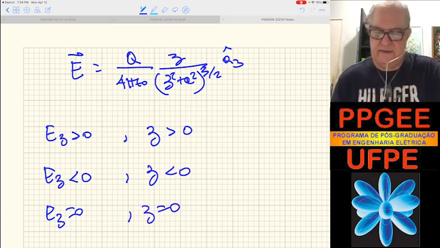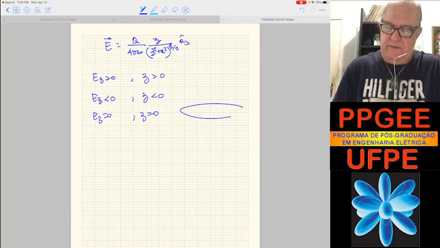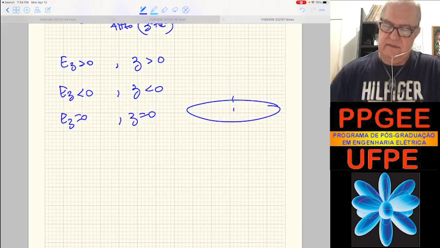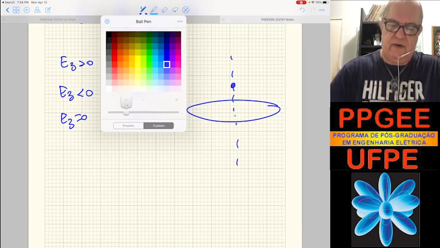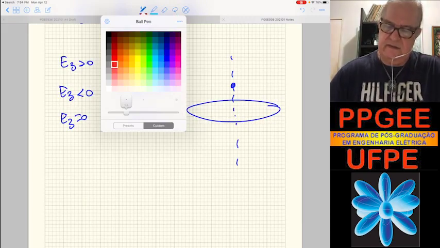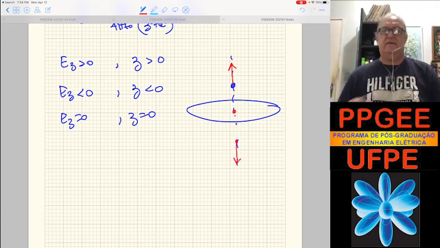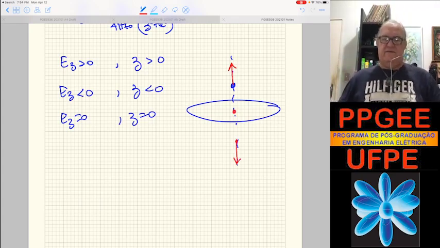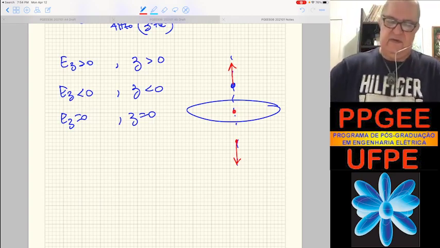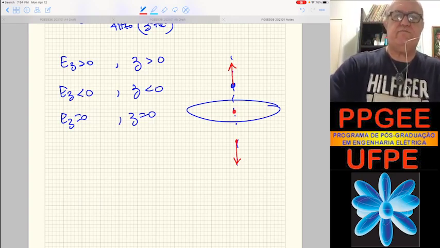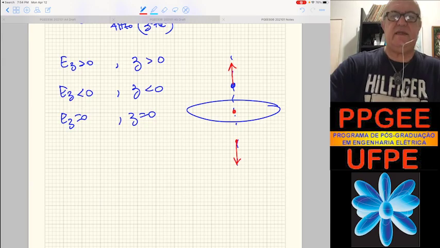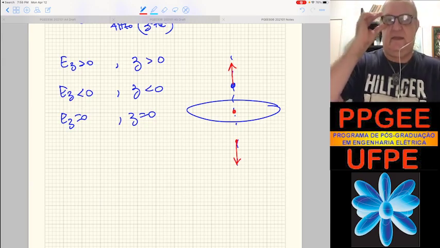at the origin, right? So I have a loop, right? At this point, the E field points upwards. 0 here, at this point, points downwards. The field is away, right, from this thing here. Okay? Let's go to the next example.